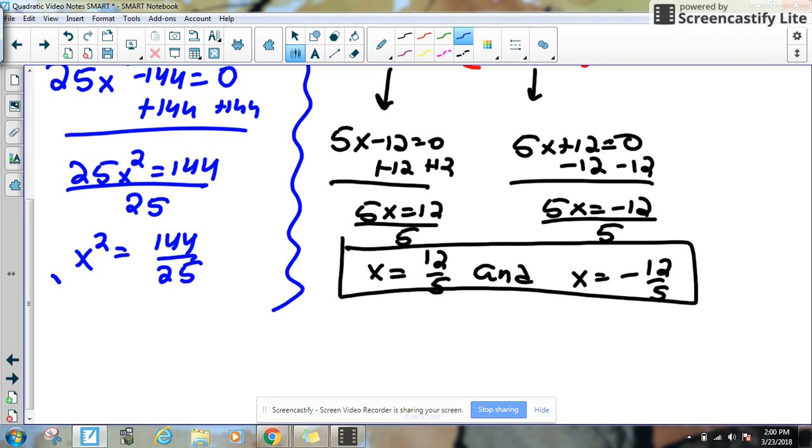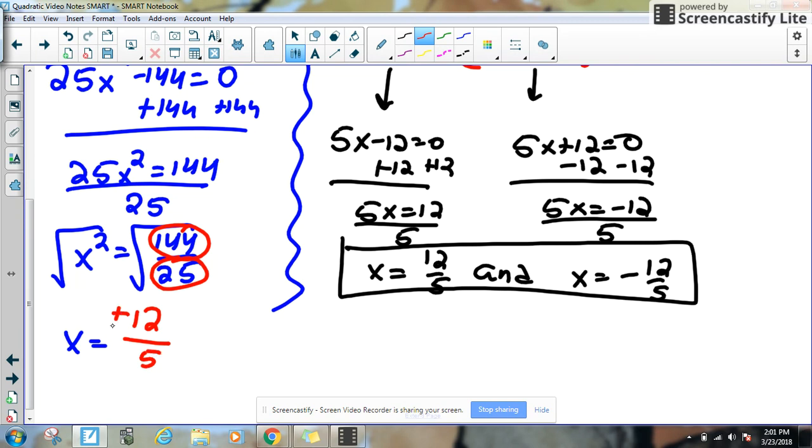And you'd now have to take the square root of both sides. So the square root of x squared is x. And then this part's tricky. You can't actually take the square root of 144 over 25 directly, but you can take the square root of 144 separately, which is 12. And you can take the square root of 25 separately, which is 5. And don't forget your plus minus, because you took the square root of a number, you need the plus and the minus. So either way, whether you do it using the square root method or the factoring method, you get the same answer.